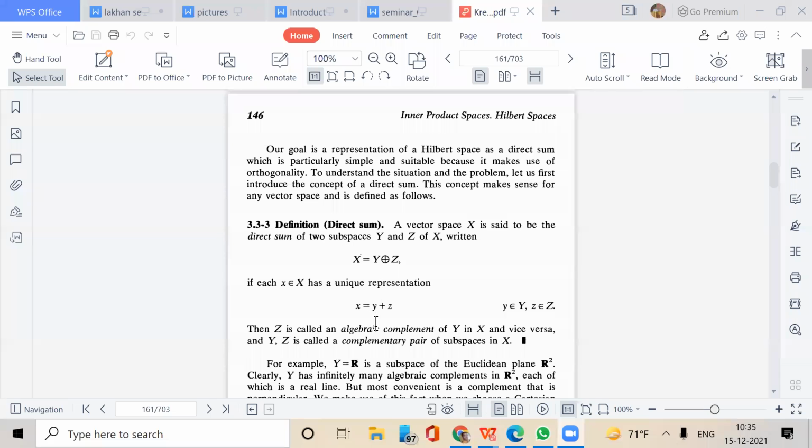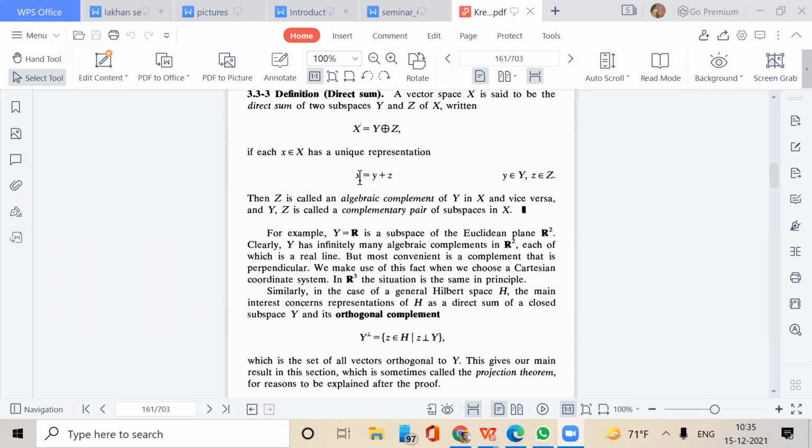Next, we see a definition. Direct sum: a vector space capital X is said to be the direct sum of two subspaces Y and Z of capital X, written as X equal to Y direct sum Z, if each small x belonging to capital X has a unique representation x equal to y plus z, where y belongs to capital Y and z belongs to capital Z. In this case, we say that X is the direct sum of subspaces Y and Z. Then Z is called an algebraic complement of capital Y in capital X and vice versa, and the pair Y comma Z is called a complementary pair of subspaces in capital X.